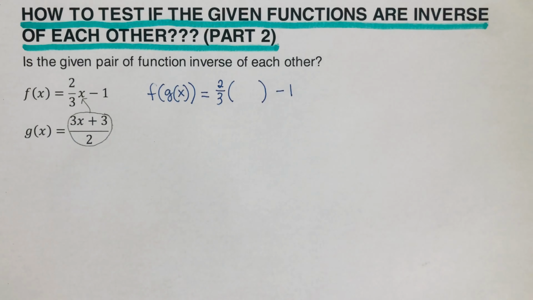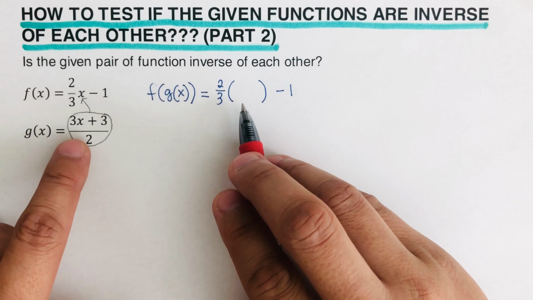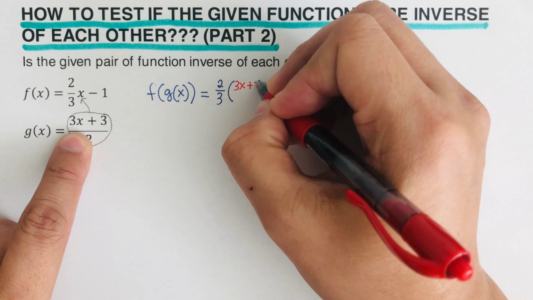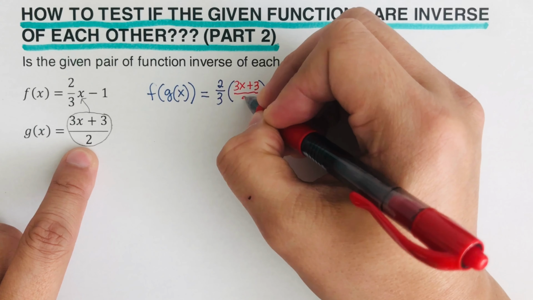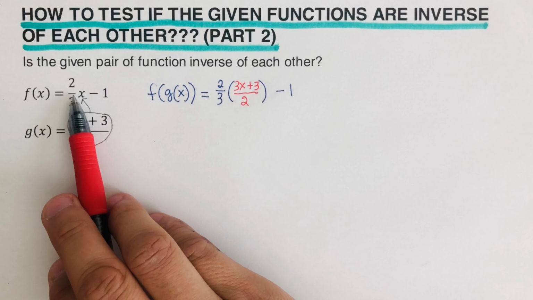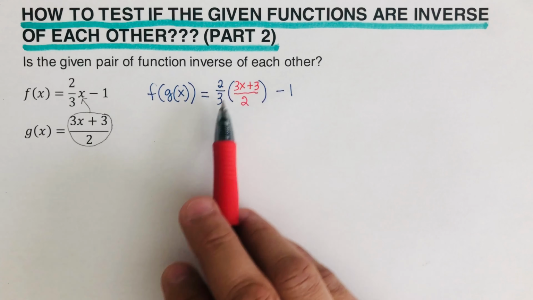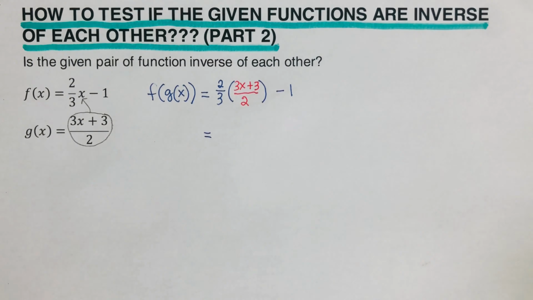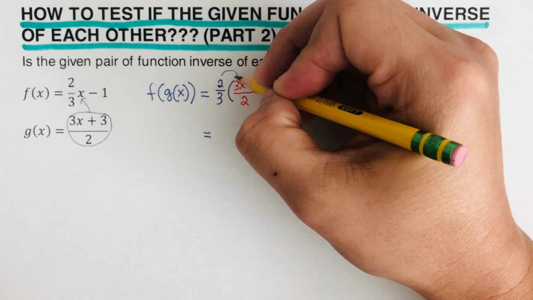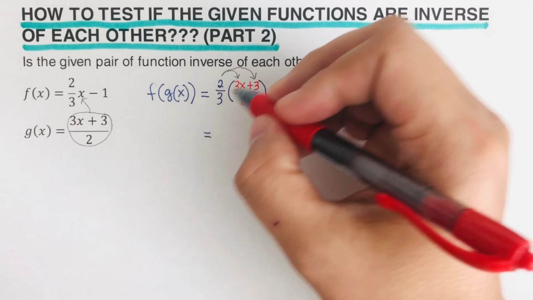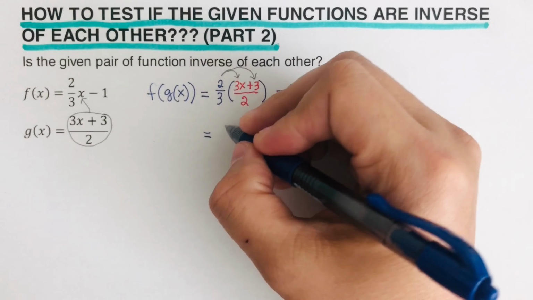So again, inside this parentheses would be the g of x. So I'm going to write 3x plus 3 over 2. So what I did was I plugged in the g of x into the f of x. And then we're going to simplify this. So then we can go ahead and distribute this 2 to each term inside the parentheses. So that would be 2 times 3x and 2 times 3. So that would come out 6x plus 6.